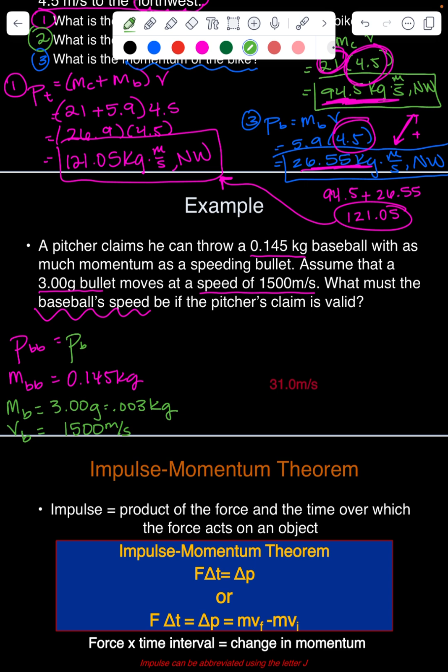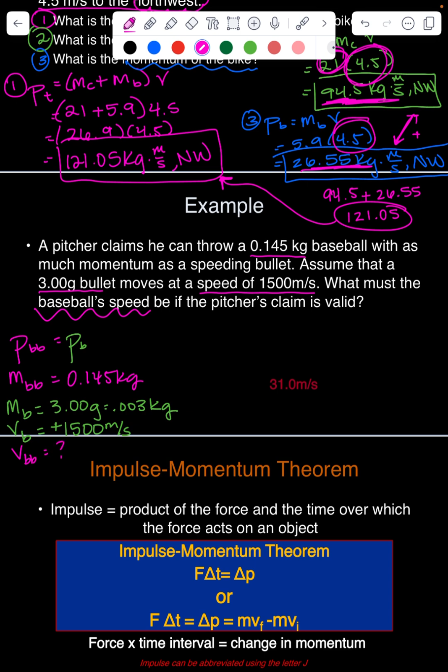Now, I don't tell you what direction this baseball is going, but we are just going to assume that it's going in that positive direction. And the last thing is what we're looking for. It says, what must the baseball speed be if the pitcher's claim is valid? All right, so we want to find the velocity of the baseball.